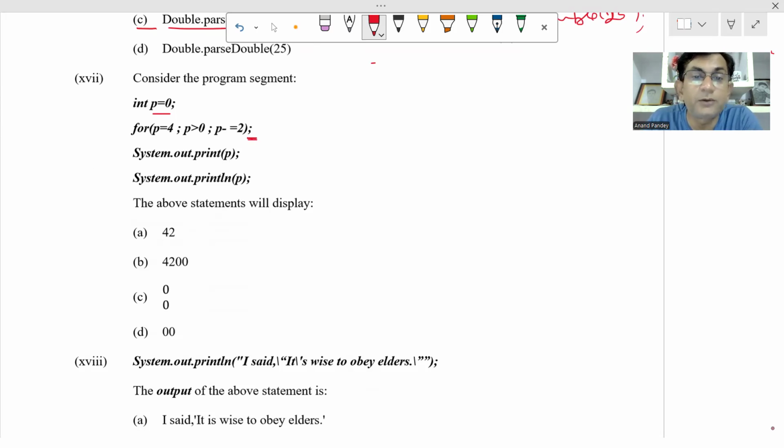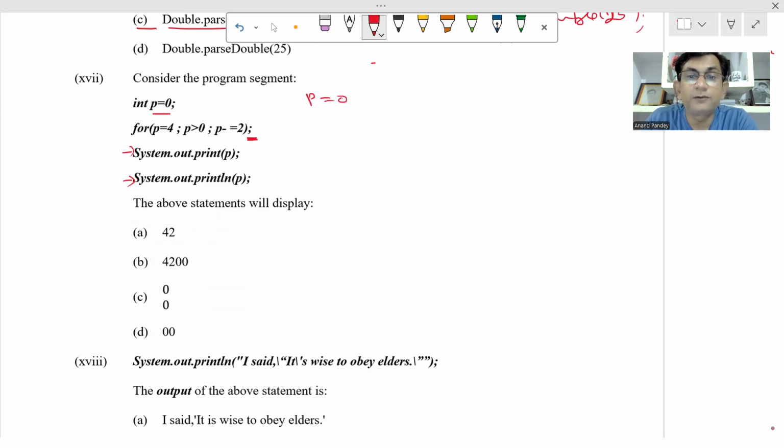The semicolon is here, which means the loop has been terminated here itself. These two lines are not in the loop. You must know this. So the loop will run like this. Let me tell you, here what is P?